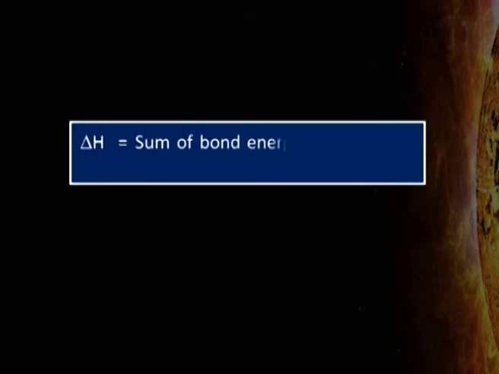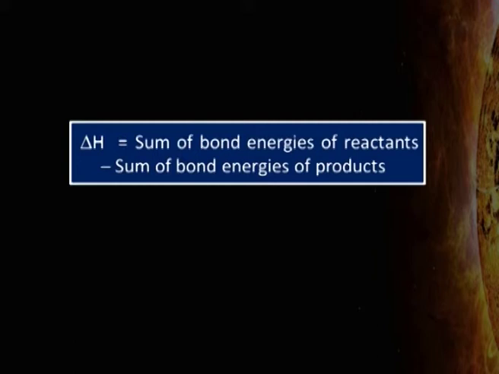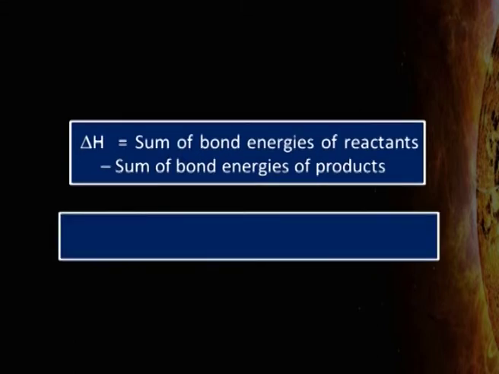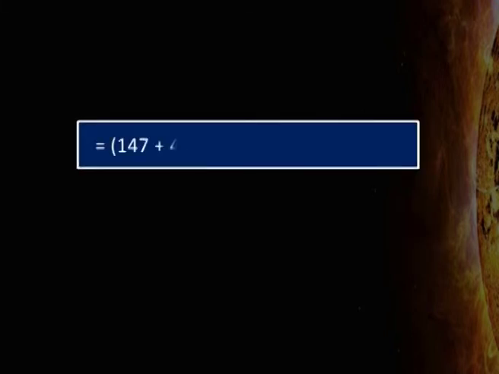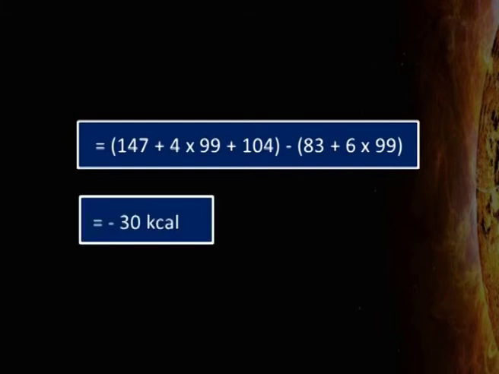Delta H of reaction will be equal to the sum of bond energies of reactants minus the sum of bond energies of products. Therefore, delta H of reaction will be equal to the bond energy of carbon double bond carbon plus 4 into the bond energy of carbon-hydrogen bond plus the bond energy of hydrogen-hydrogen bond, minus the bond energy of carbon-carbon bond plus 6 into the bond energy of carbon-hydrogen bond, which is equal to 147 plus 4 into 99 plus 104 minus 83 plus 6 into 99, which is equal to minus 30 kilocalories.